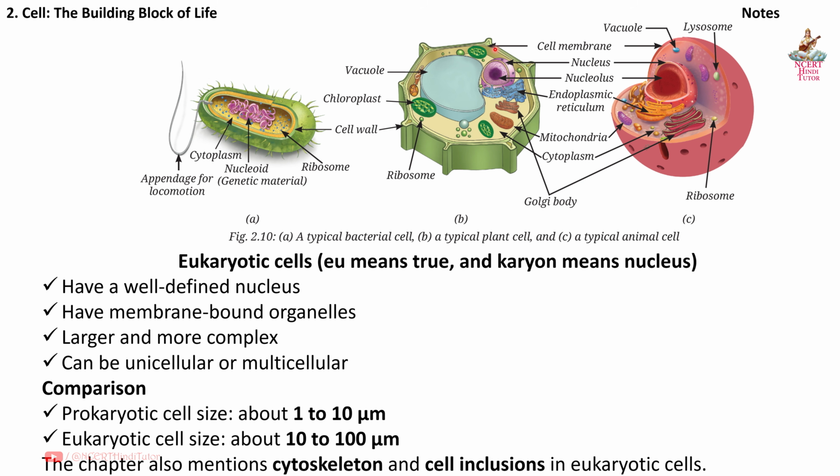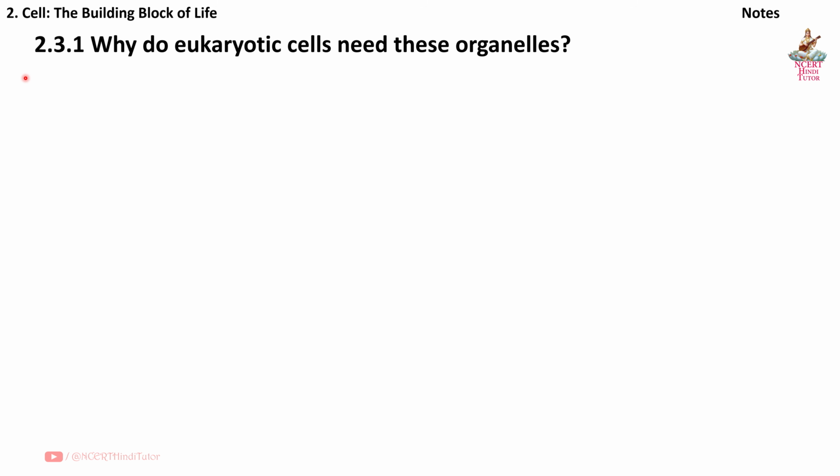So friends, this is the cell membrane, this is the nucleus, this is endoplasmic reticulum, this is Golgi body, this is mitochondria, this is cytoplasm, this is ribosome, lysosome, vacuole. This is the vacuole in plant cell, this is chloroplast, this is cell wall in green, this is ribosome. Here this is ribosome, this is nucleoid genetic material, cytoplasm, and this is appendage for locomotion.